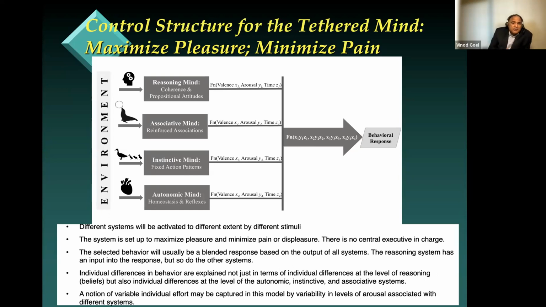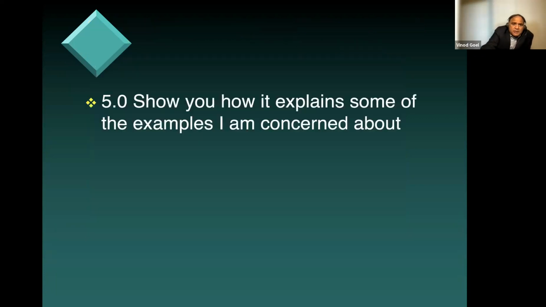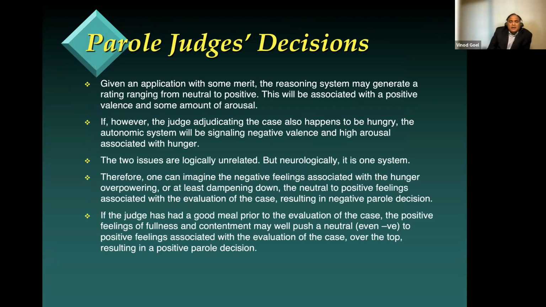There is no central executive in charge. The selected behavior will usually be a blended response based on the output of all systems. The reasoning system has an input into the response, but so do the other systems. Individual differences in behavior are explained not just in terms of individual differences at the level of reasoning, that is, at the level of beliefs, but also individual differences at the level of the autonomic, instinctive, and associative systems. A notion of variable individual effort may be captured in this model by variability in levels of arousal associated with different systems. So now let me just give you a couple of examples and then conclude.